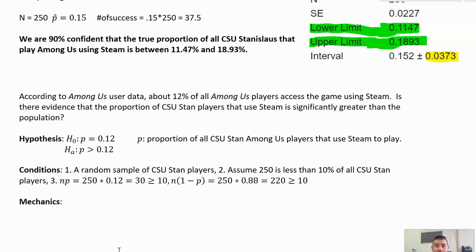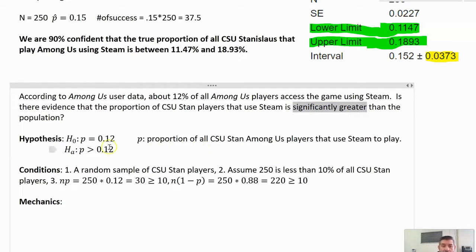But here's the hypothesis. P is equal to 0.12 and P is greater than 0.12. Remember, those have got to be the same number. Greater than because we're looking at whether or not it's significantly greater, right? It's in our problem. P is going to be the proportion of all CSU STAN Among Us players that use Steam, because we're using our sample to see if it matches up with the true proportion, or what we think the true proportion should be. Our conditions: random sample. We assume that 250 is less than 10%, and we do our NP and NQ to make sure that they're greater than or equal to 12 to see that our sample size is big enough.